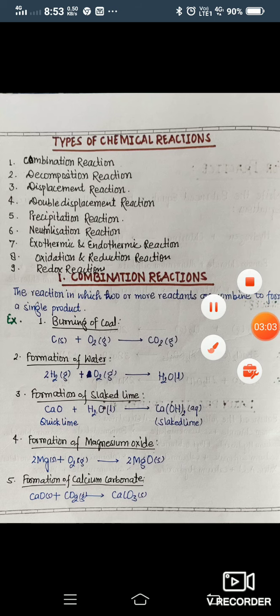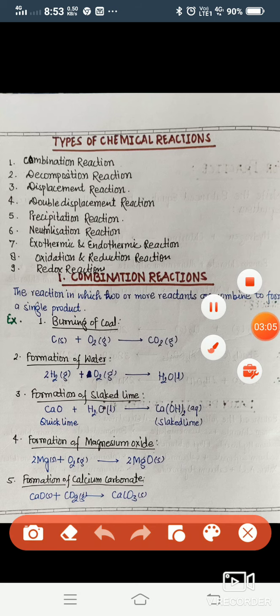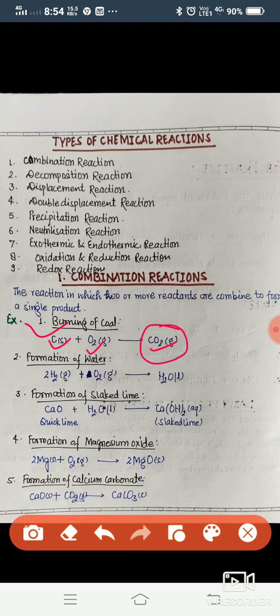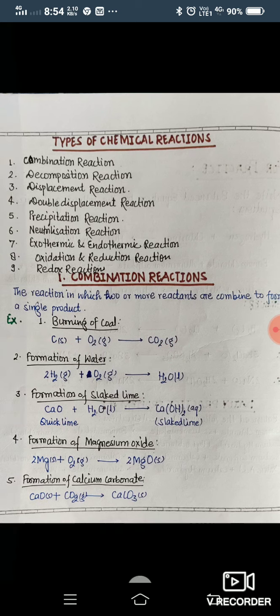Now let's understand by taking examples. First is the burning of coal. When coal is burnt in the presence of oxygen, it forms carbon dioxide gas. So if we see here, carbon reacts with oxygen to form carbon dioxide, that is a single product. Here two reactants, carbon and oxygen, combine to form a single product. So it is a combination reaction.